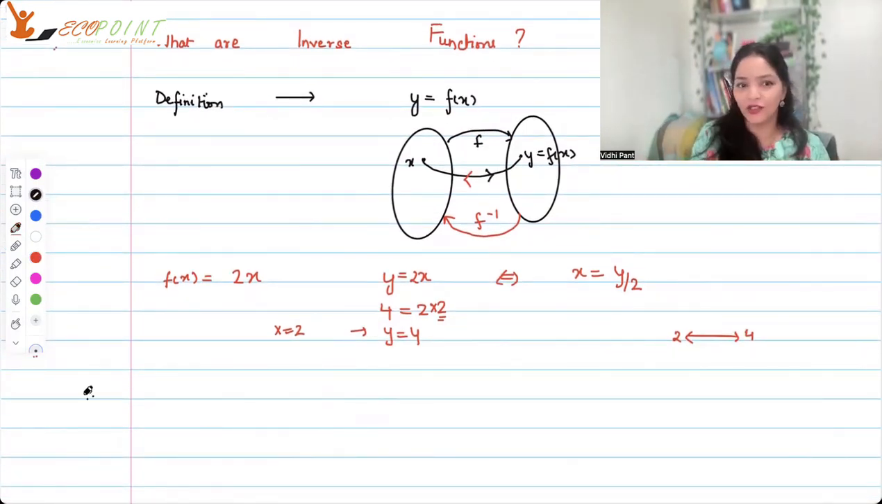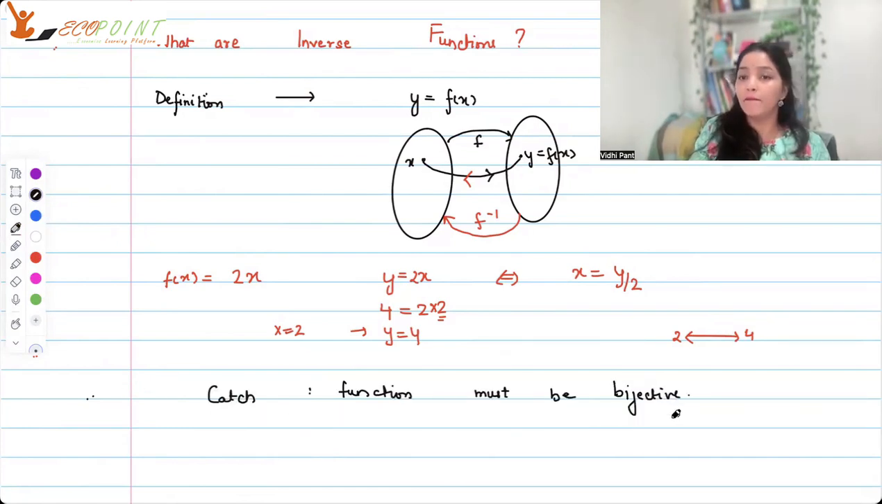But here's the catch. For this sort of relationship, bijectiveness is important. The function needs to be one-to-one and onto. So your function must be bijective for the existence of inverse. Bijective means it has to be one-to-one and onto.